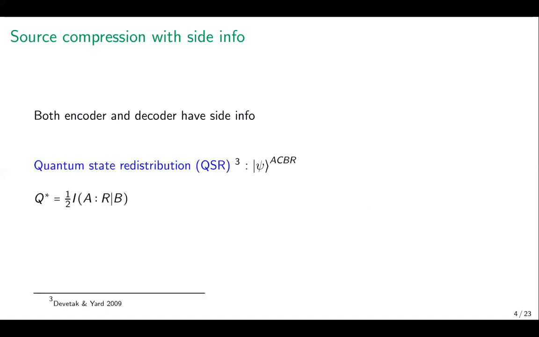The most general pure state model, where both the encoder and the decoder have access to side information, was introduced by Devetak and Yard in 2009. The compression of this source is mostly known as quantum state redistribution. And they found the optimal quantum compression rate for this problem, which is equal to half of the mutual information between system A and the reference system given the side information at the decoder side.